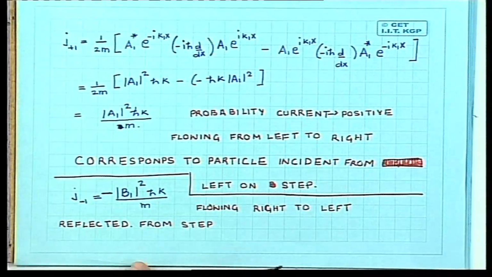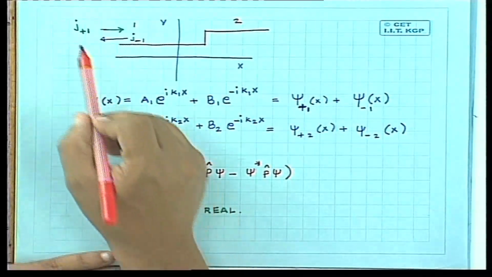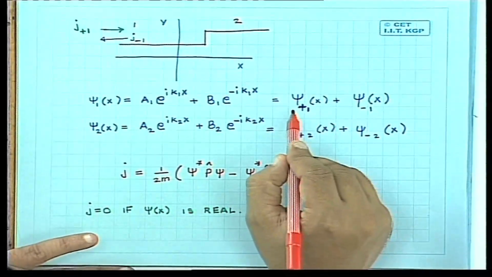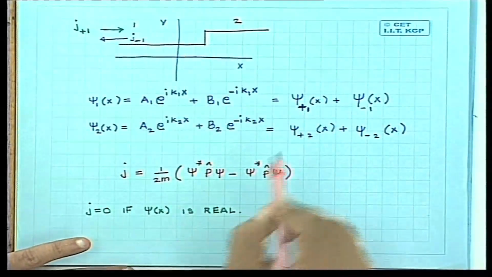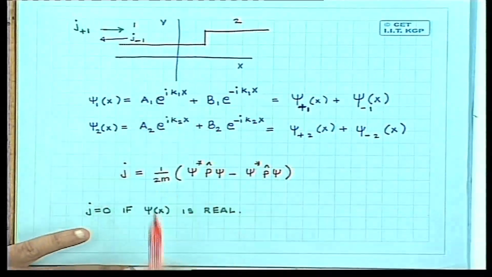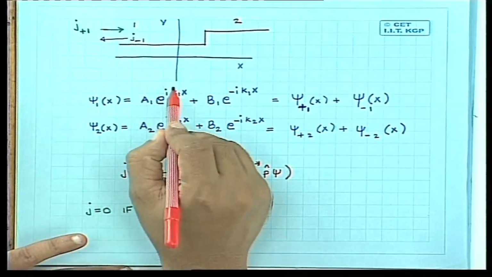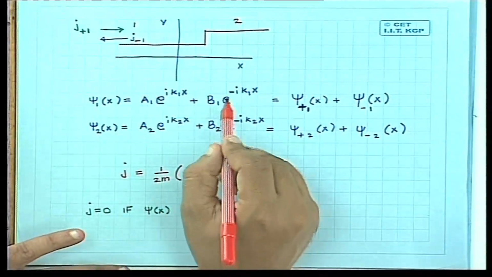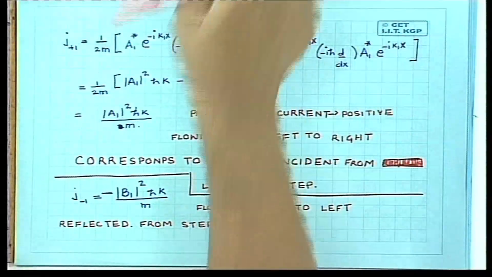So let us calculate the probability current for parts of this wave function. This wave function on the left hand side can be written as a superposition of two parts. One is psi minus, the 1 indicates region 1, and we have psi minus here and psi plus. Psi minus and psi plus refer to e to the power minus ikx and e to the power ikx respectively. So psi plus 1 of x refers to a1 e to the power ikx. Psi minus 1 of x refers to b1 e to the power minus ikx. So let us calculate the probability current for each of these parts.